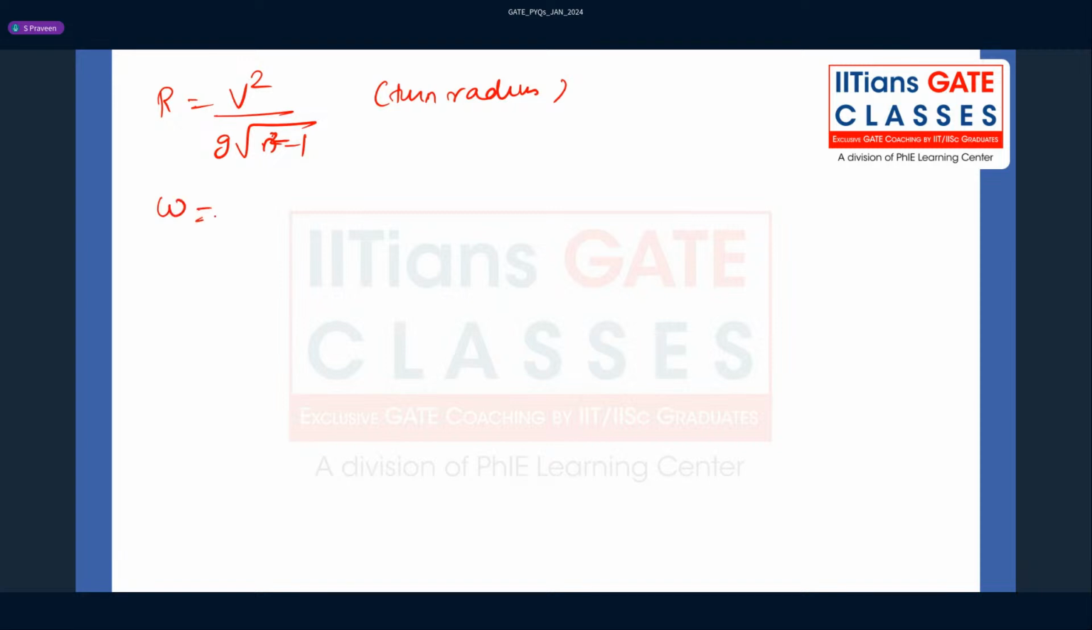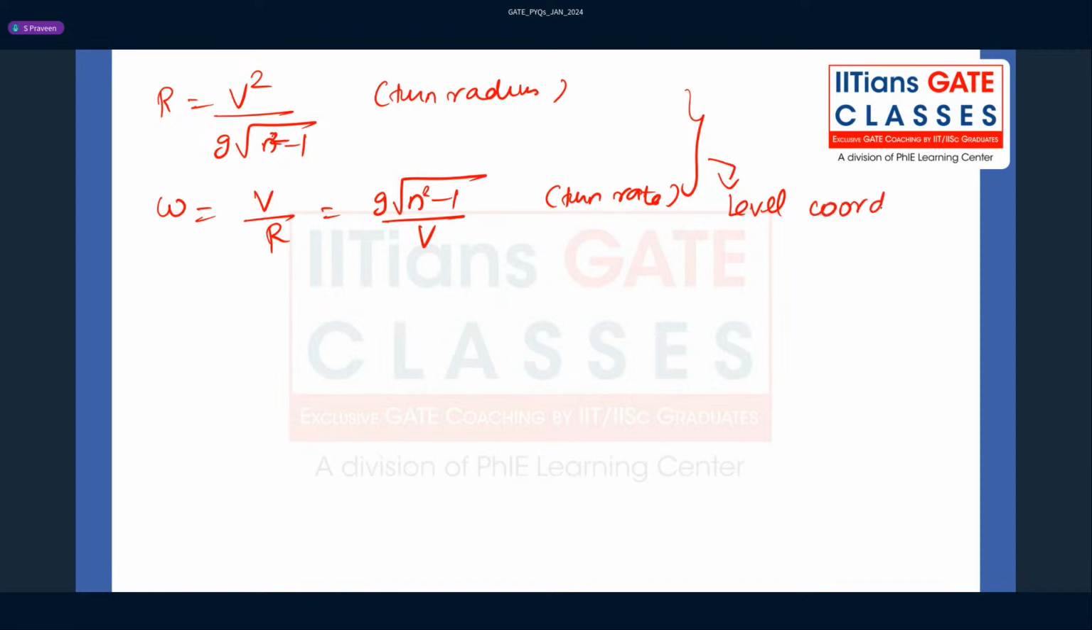And what is the omega expression? It's basically V by R. So if you divide, you will get g under root of n square minus 1 by V. So this is basically the turn rate. And mind you, these formulas are only applicable for a level coordinated turn. This is an important thing. So please don't apply this formula in a pull up or pull down maneuver, because again you might get erroneous results. So please be wary of that.